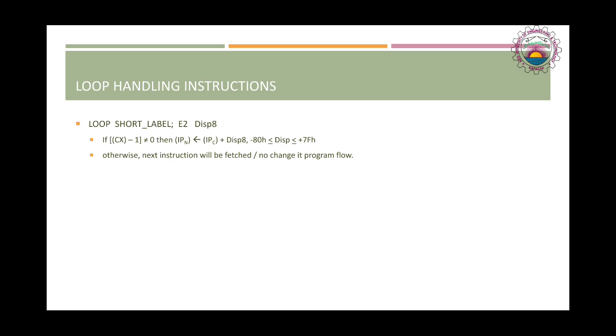The operation for the loop instruction is, whenever the loop instruction occurs, first of all, it decrements the value of CX. So CX minus 1 will be calculated. If the value of CX minus 1 is not equal to 0, the current value of IP will be added with the displacement and you will be having a new IP. That means the loop will occur. Otherwise, if CX minus 1 becomes 0, the loop will be terminated and you will be having the next instruction written after the loop instruction, or you may say that there will be no change in program flow.